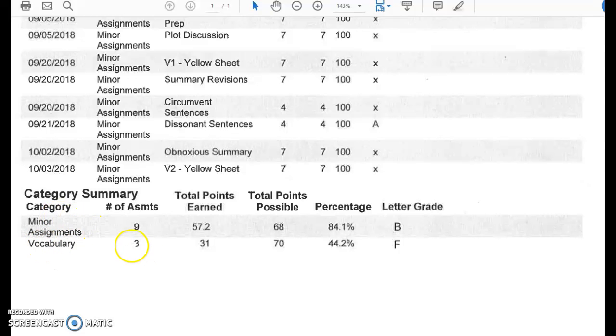Then vocabulary, this is 3 tests that we've taken so far. You can see that this person has a 44.2%, which means that they either have not done well on their vocabulary tests or they're missing something. So that's the best way that you can get a good summary of how things are going.